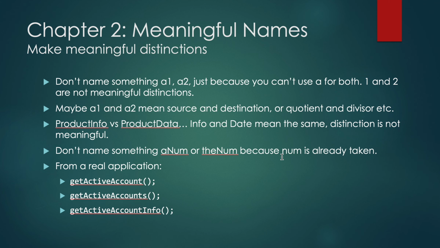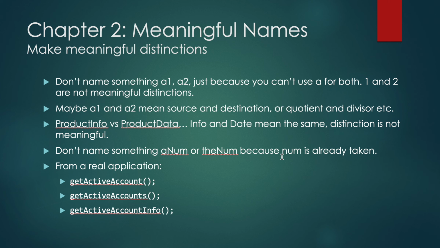And don't use things like product info and product data, right? These info and data words basically mean the same thing. So don't use these types of words to differentiate these two classes, because the name doesn't tell me what's actually the difference between how product info is supposed to be used versus how product data is supposed to be used. So instead, either just have one class, or if you're splitting the class for some other reason, make sure that reason is apparent in the name.